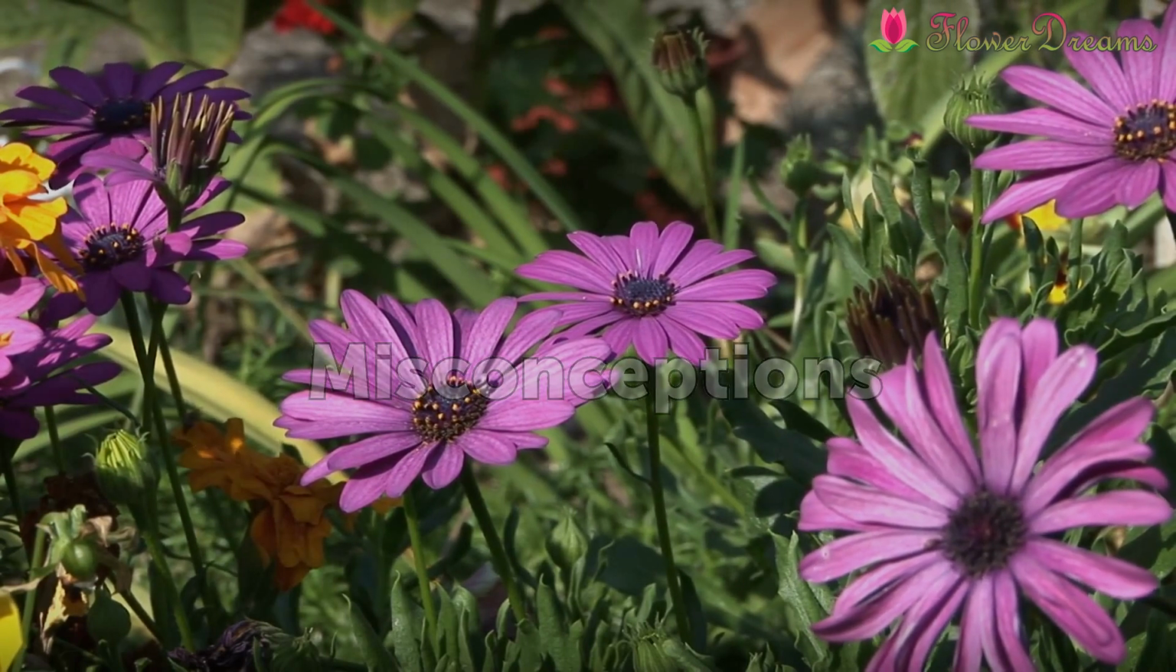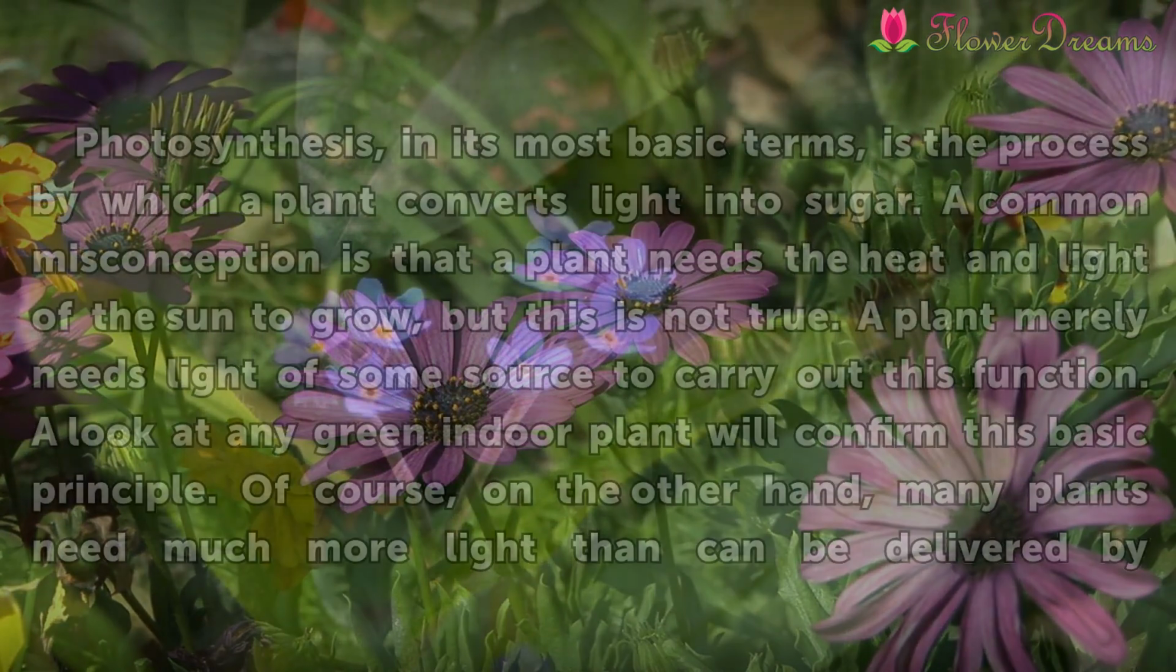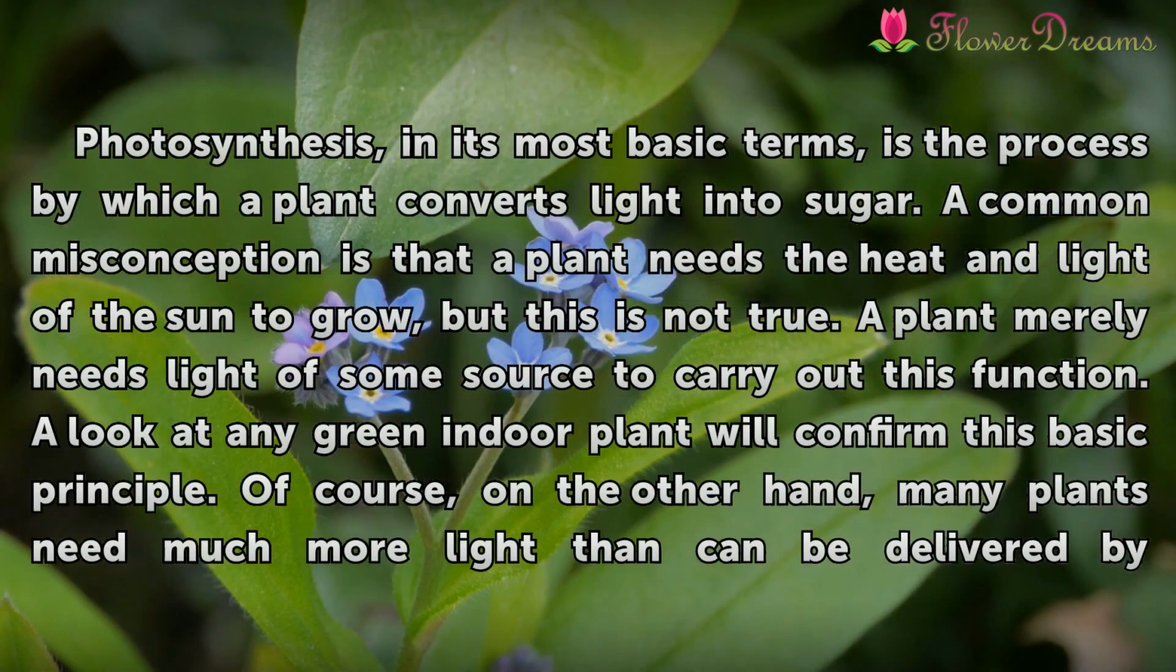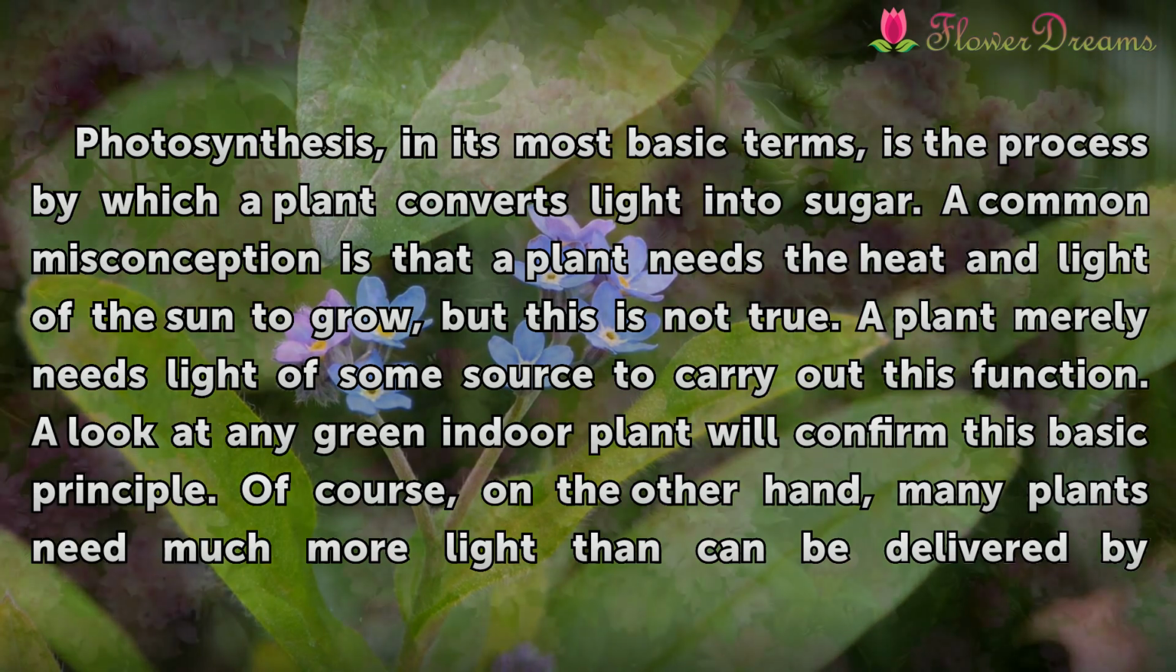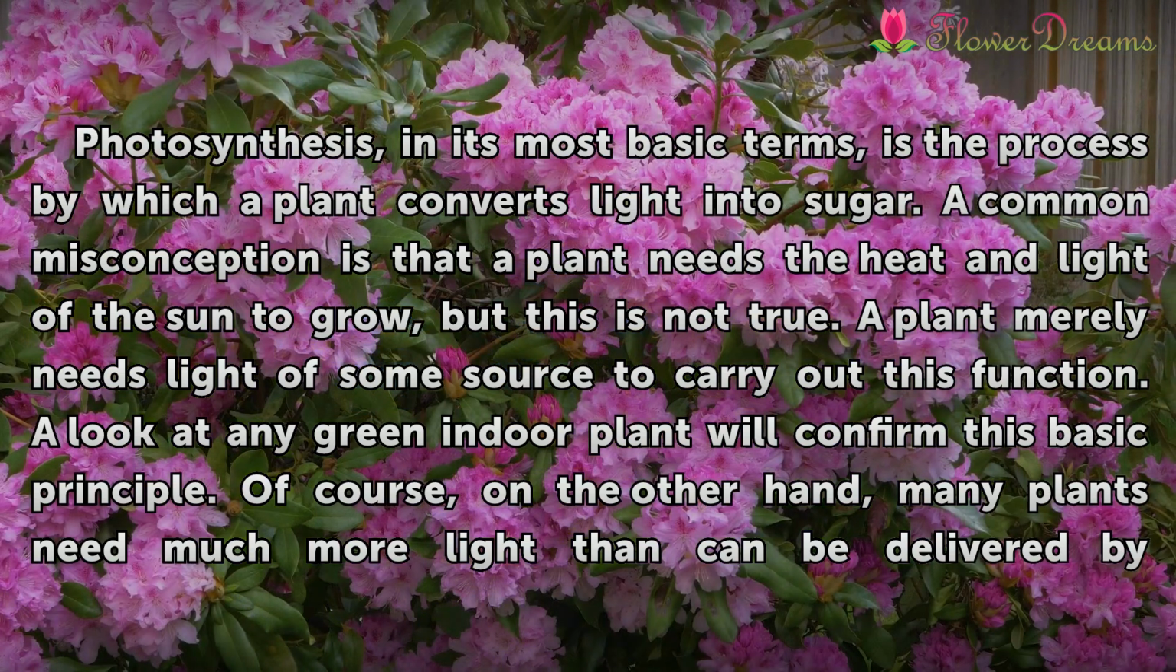Misconceptions. Photosynthesis, in its most basic terms, is the process by which a plant converts light into sugar. A common misconception is that a plant needs the heat and light of the sun to grow, but this is not true. A plant merely needs light of some source to carry out this function. A look at any green indoor plant will confirm this basic principle.